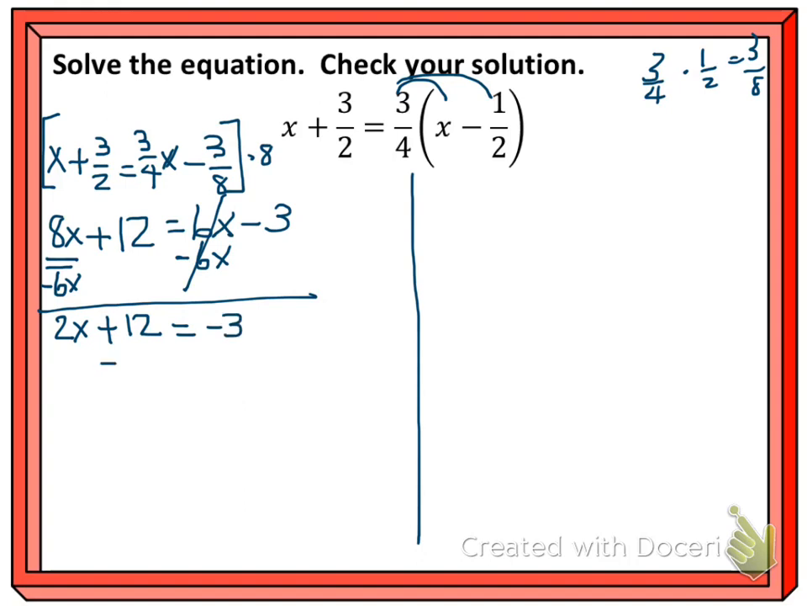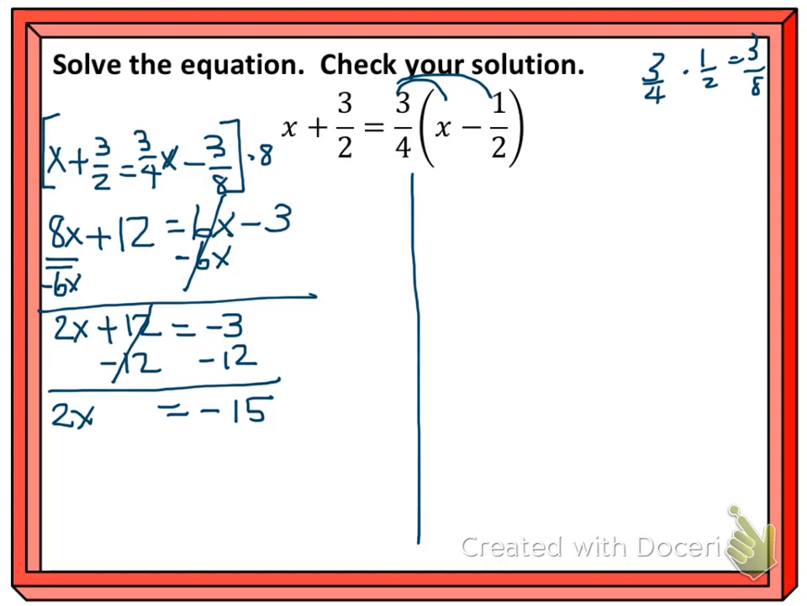Now subtract the 12 from this side. It's being plus 12, so I need to do the opposite, so I have to subtract it. Minus 12. And now bring down my 2x. These 12's cancel, is equal to negative 3 minus 12. They both have the same sign, so I'm going to add them up to negative 15.